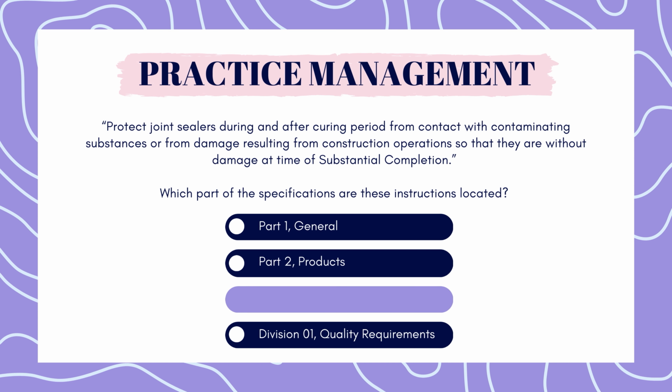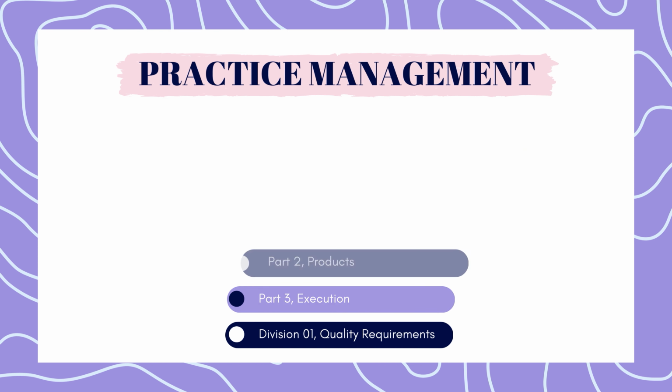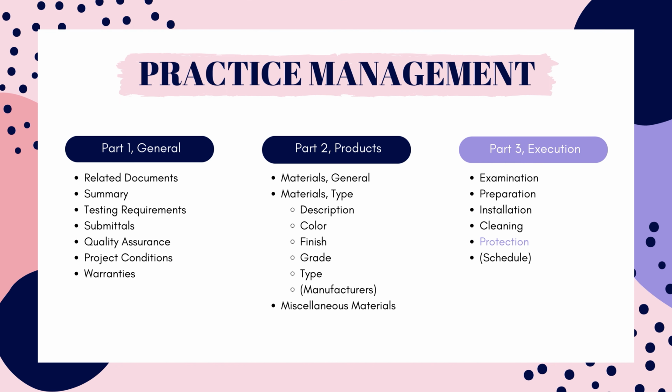And the answer is Part 3, Execution. Instructions for protection are found in Part 3 of the specifications, Execution. This section tells us how materials should be prepared before installation, how substrates should be prepped to accept the material, methods of quality control, and how to clean and protect materials once installed.